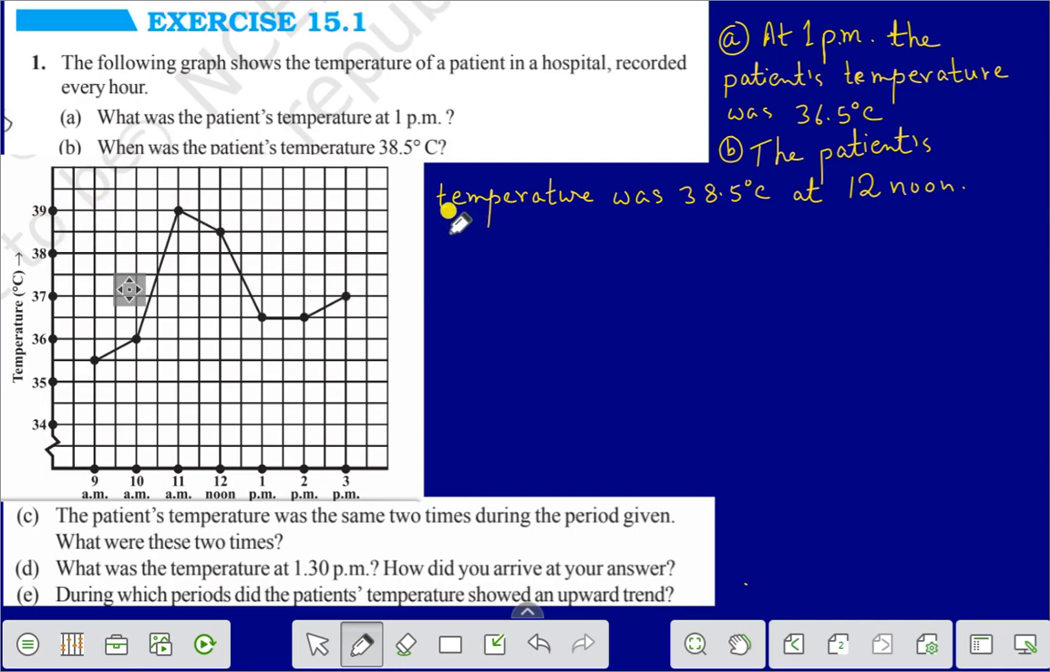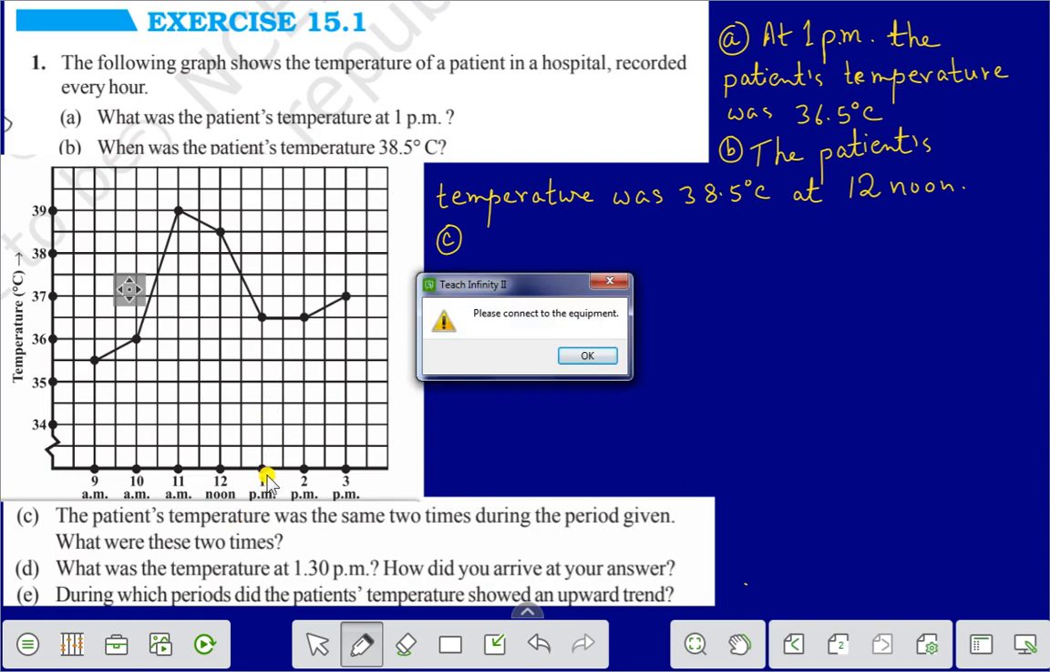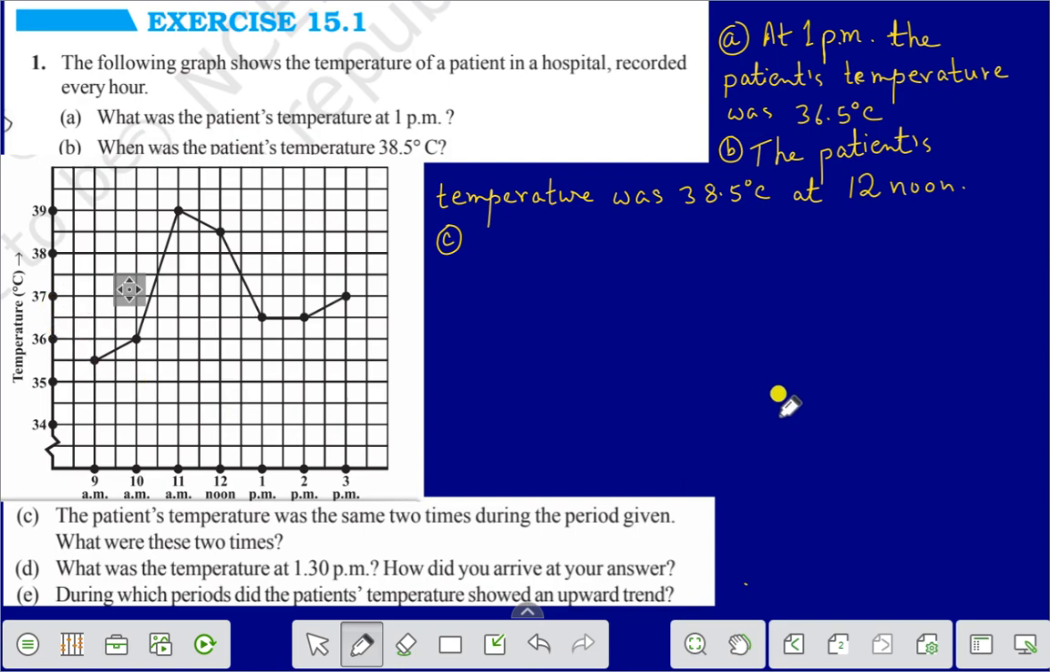Now question number C. Question number C is the patient's temperature was the same two times during the period given. What were these two times? Here you see at 1 p.m. the temperature was 36.5 and at 2 p.m. the temperature was also 36.5. Therefore we can say that the patient's temperature is same at 1 p.m. and 2 p.m.